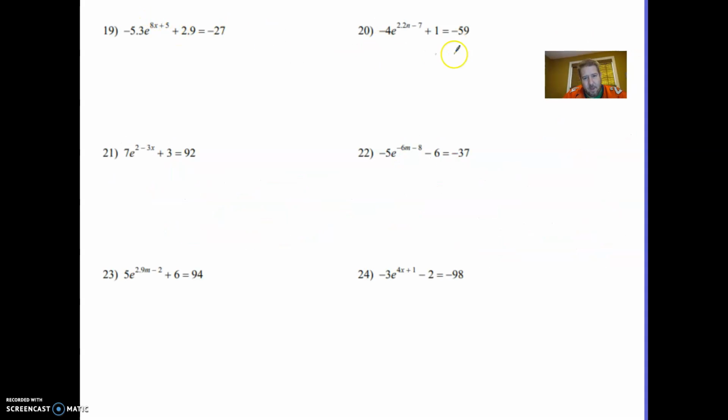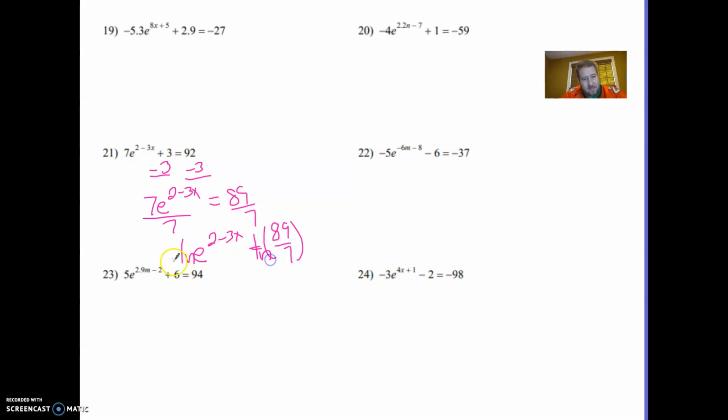If I do a little bit of skipping and go to maybe 21, this really isn't any different than the other questions. Subtract 3 from both sides gives me 7e to the 2 minus 3x power equals 89. Then divide both sides by 7. You get e to the 2 minus 3x power equals 89 sevenths. Then you can do natural log of both sides, which is the inverse of e to the power of. That leaves me with 2 minus 3x equals natural log of 89 sevenths. Then I would subtract 2 from both sides and divide by negative 3.